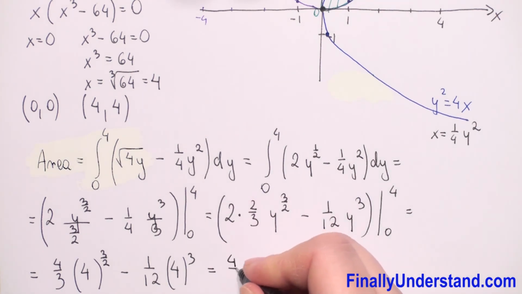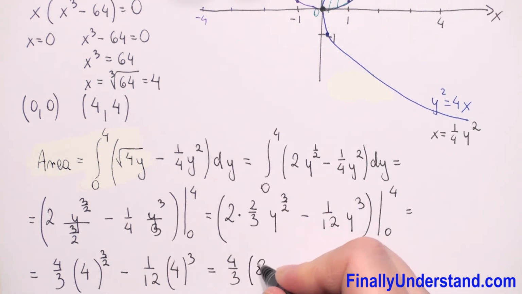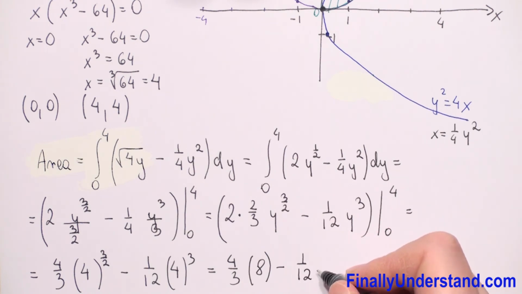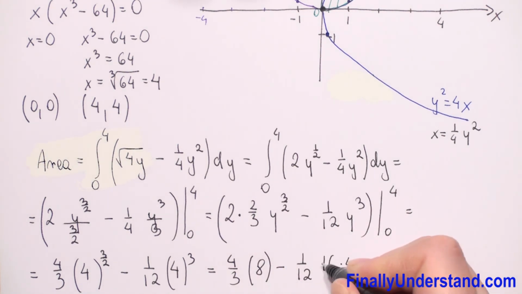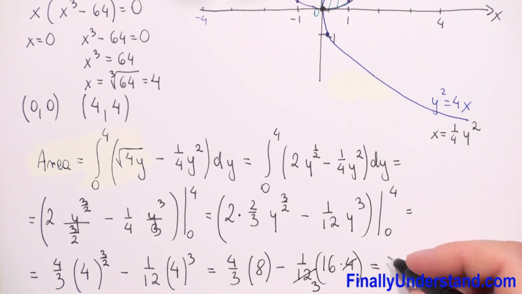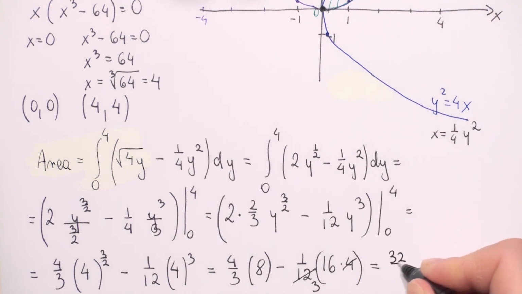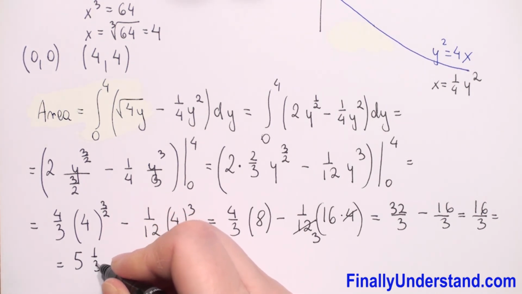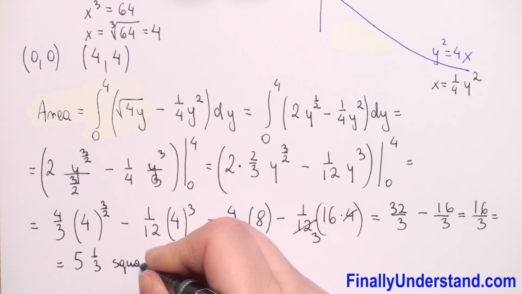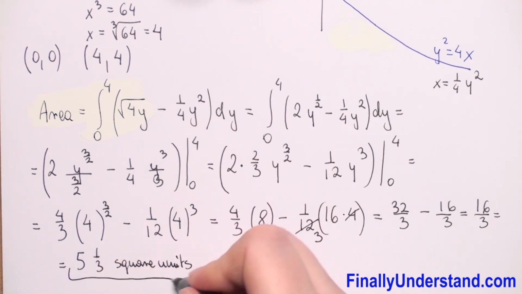So this is equal to 4 over 3 times 4 to the power 3 over 2. So the square root of 4 is 2, and 2 to the third power is 8. Minus 1 over 12 times 4 cubed, and we can rewrite this as 16 times 4. We can reduce by 4: 12 will be 3, and the 4 we can cancel. So we have 4 times 8, which is 32 over 3, minus 16 over 3. So this is equal to 16 over 3. So our area between these two curves is equal to 5 and 1/3 square units. This is my solution.